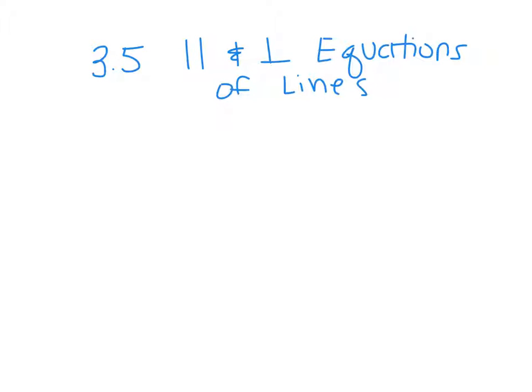Okay, we're going to talk about 3-5 parallel and perpendicular equations of lines. First of all, there's a couple things we need to know about parallel and perpendicular equations. First of all, most of our equations are written in slope-intercept form. Slope-intercept form is y equals mx plus b.